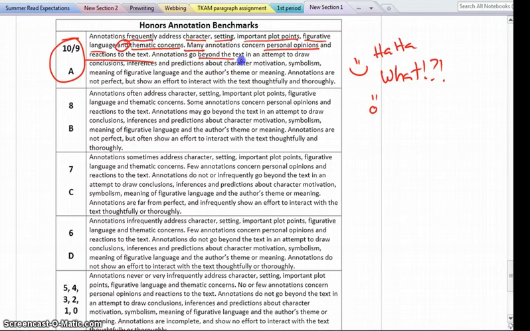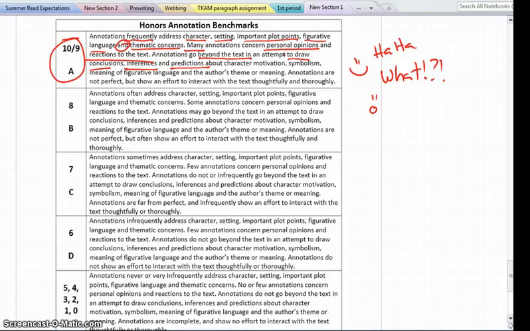Annotations go beyond the text in an attempt to draw conclusions, inferences, and predictions about character motivation, symbolism, meaning of figurative language, and the author's theme or meaning. So I'm looking, are you drawing conclusions? Are you inferencing? Are you predicting? Those higher order thinking skills. Remember, we're not in 5th grade anymore.